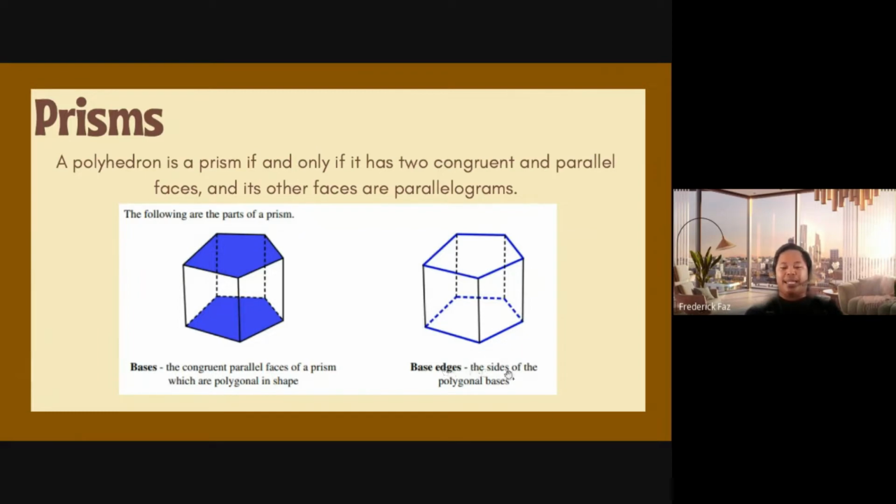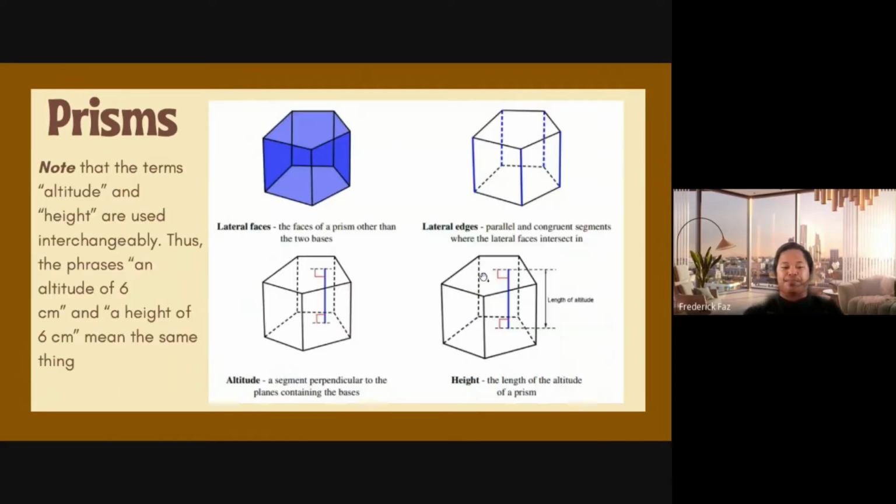Base edges are the sides of the polygonal bases. So these in blue. We have here lateral faces, the faces of a prism other than the two bases. So the ones around are the lateral faces. And the lateral edges are the parallel and congruent segments where the lateral faces intersect.